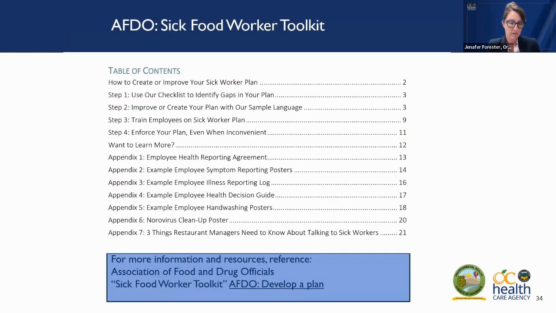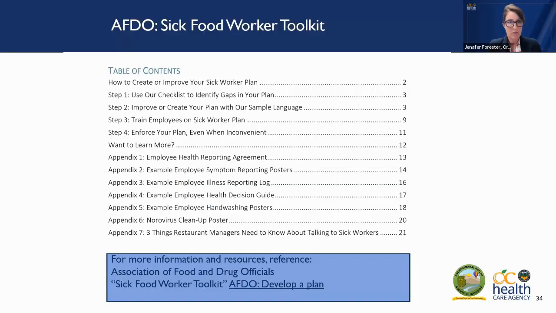The Association of Food and Drug Officials, AFDO, has recently developed a sick food worker toolkit with resources to create or improve upon an existing sick worker plan. There are 4 easy steps. Use the checklist to identify gaps in the existing plan. Improve or create your plan with sample language. Train employees on the sick worker plan. And enforce the plan even when inconvenient.